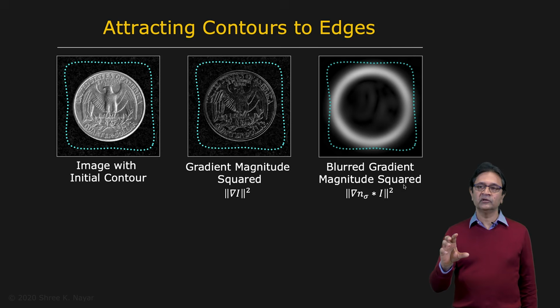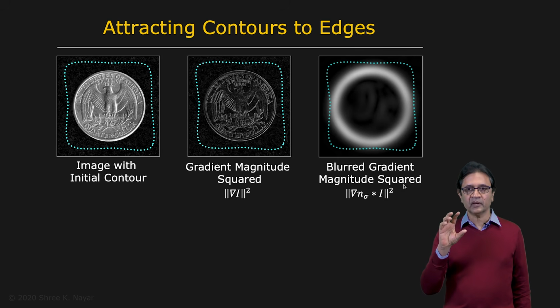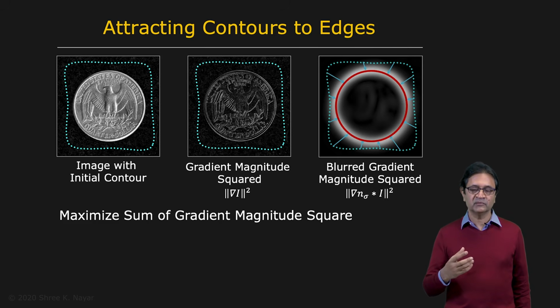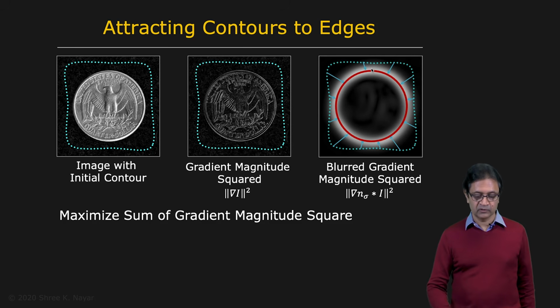And now what we want to do is to make sure that we draw the contour towards the object, which means we want to maximize the sum of the gradient magnitude squares. So ultimately, wherever the contour ends up, if you take all the control points on the contour and you sum up the square of the gradient magnitude at those points, that should be a maximum. And that's the goal here, and that's how we are going to evolve the contour.